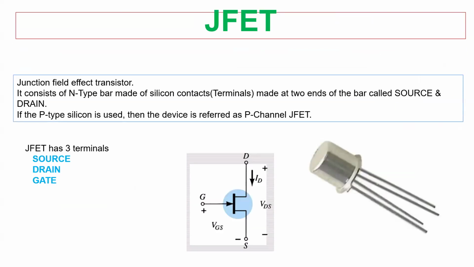Okay, so if the P-type silicon is used, the device is referred to as a P-channel JFET, and it has three terminals: source, drain, and gate. This is the symbol for the JFET. It has the three terminals: gate, drain, and S, the source. Between the gate and source terminals, the voltage is VGS, and between the drain and source, it is VDS.